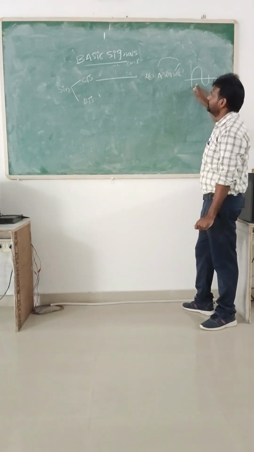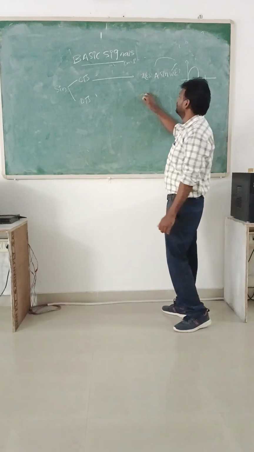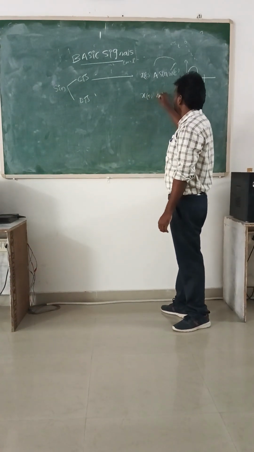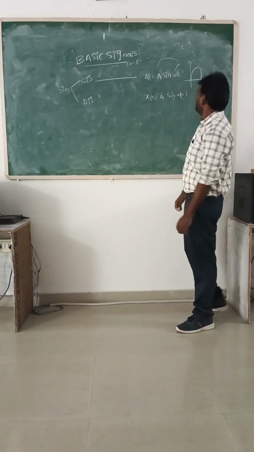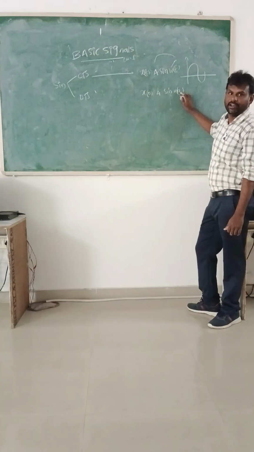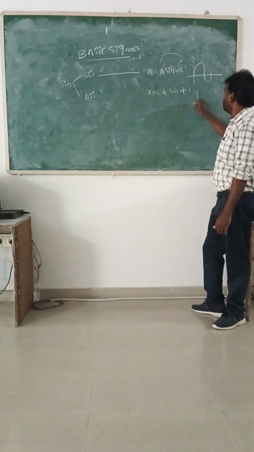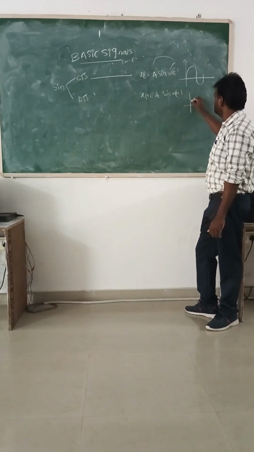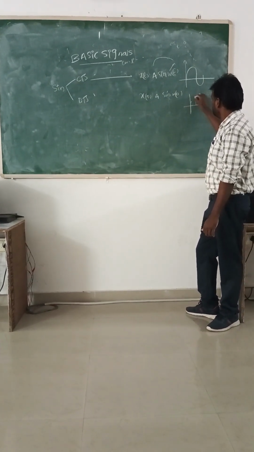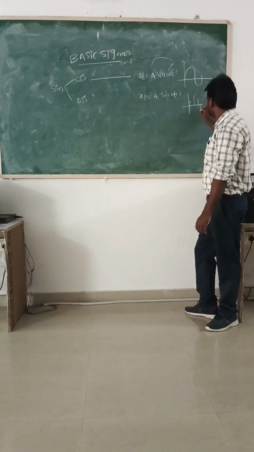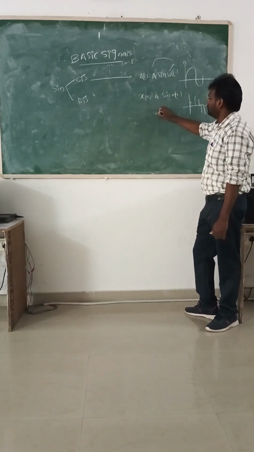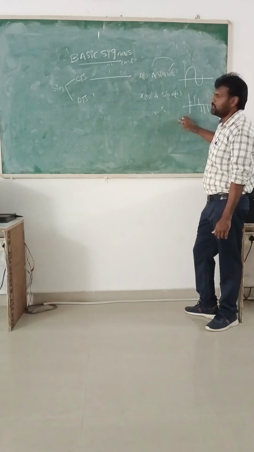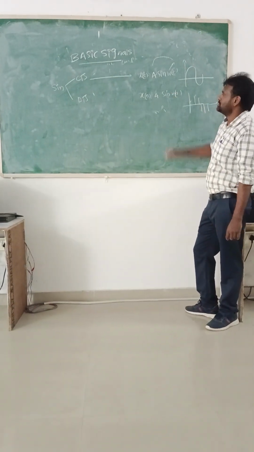Similarly, for the discrete time signal, x of n is equal to A into sine omega n. Here n is nothing but a discrete variable. Now how do we get the shape of the discrete time signal? The shape is the sine discrete time signal. How do we get the shape? Take n is equal to 0, 1, 2 and substitute these values in this equation, and you get the sine discrete time signal.